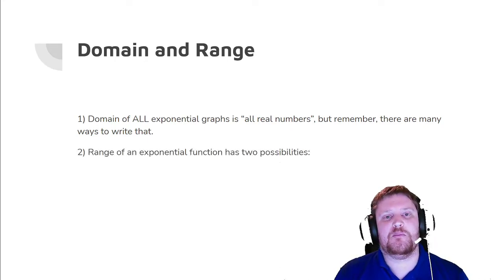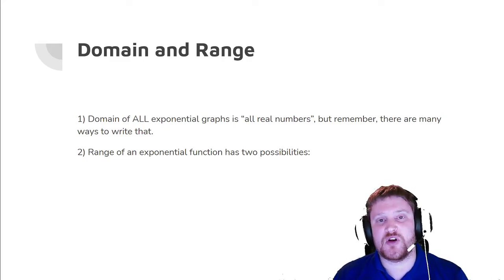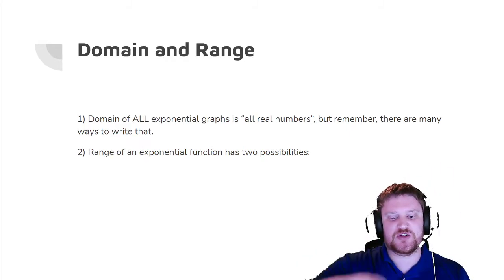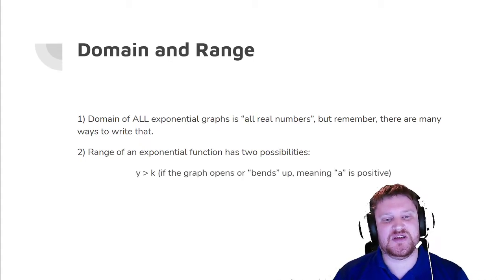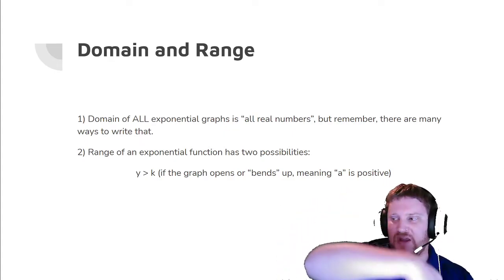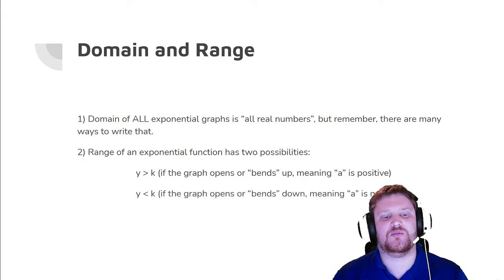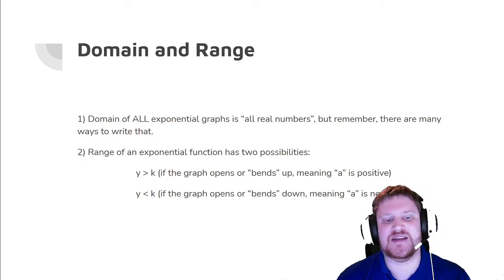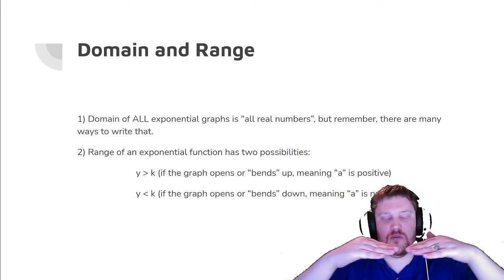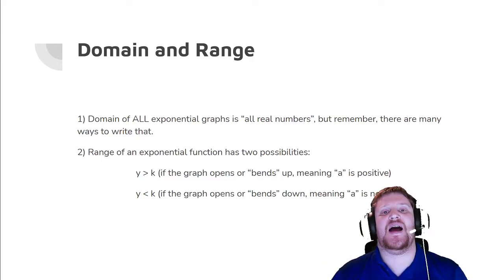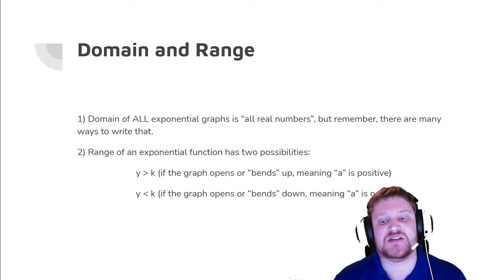Range is a little bit different, but it is simpler than some of the previous ranges we've talked about. In an exponential function, there's only 2 possibilities. Either the graph bends up at which point your range is going to be y is greater than k. That'll mean the a value is positive, or your graph's going to bend down. And if it bends down, then that means your range is going to be y is less than k. K being the number on the outside, or you can also just view k as being your horizontal asymptote. They're going to be the same thing in this case.